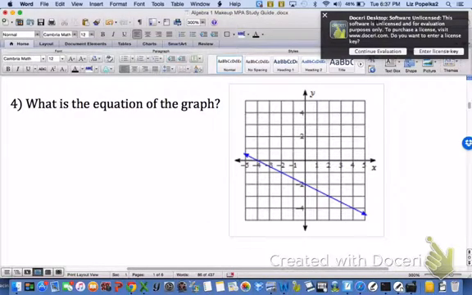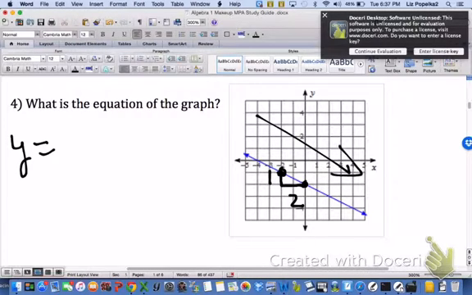Number 4 asks us what is the equation of this graph, and we're going to put it in slope-intercept form. So we know it's y equals, first of all. The second thing that I'm going to try to figure out is what is my rate of change, because I'm going to need that for my equation as well. So I am going to choose 2 points on the graph where it kind of hits in the corner. I'm going to look down and over, and I'm going to notice that it goes down 1 and it goes over 2 for my rate of change.